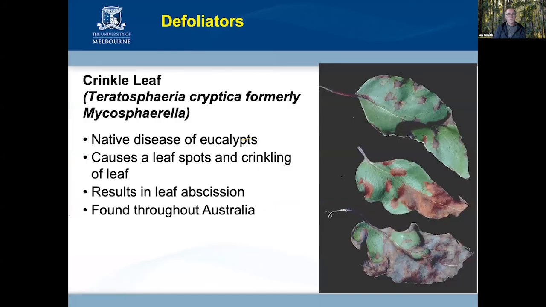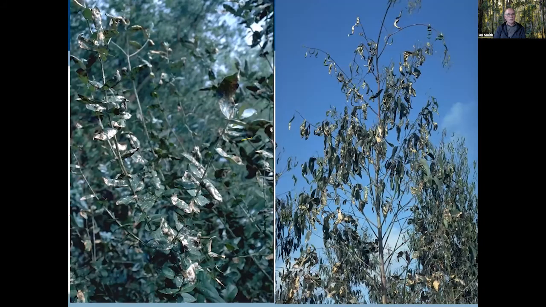Another defoliator, Mycosphaerella, they're called Teratosphaeria now. It's had its name changed recently. These are what we call tentacle crinkle leaf diseases. And you can see they could certainly have a big issue in plantations in particular, but also in native forests as well.